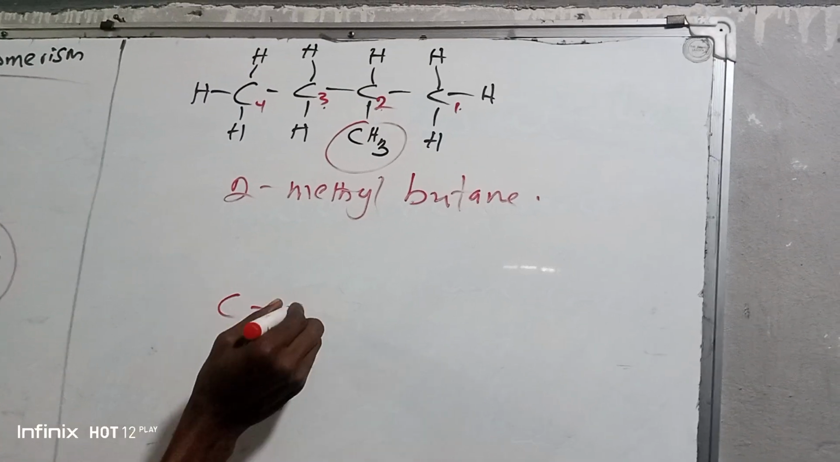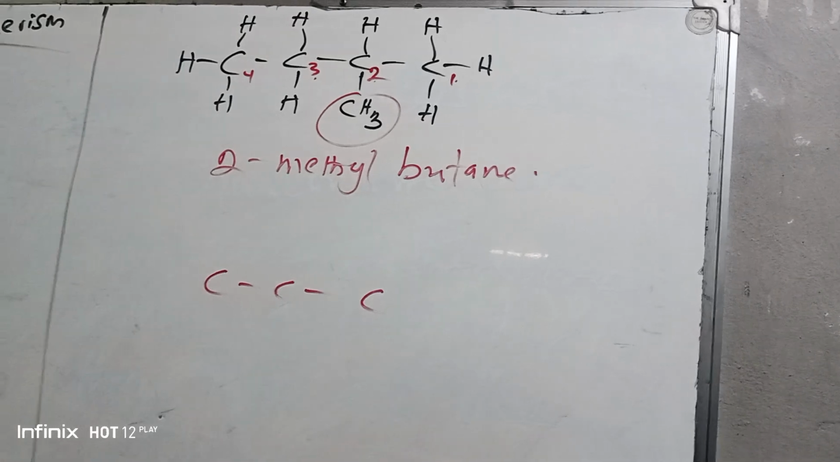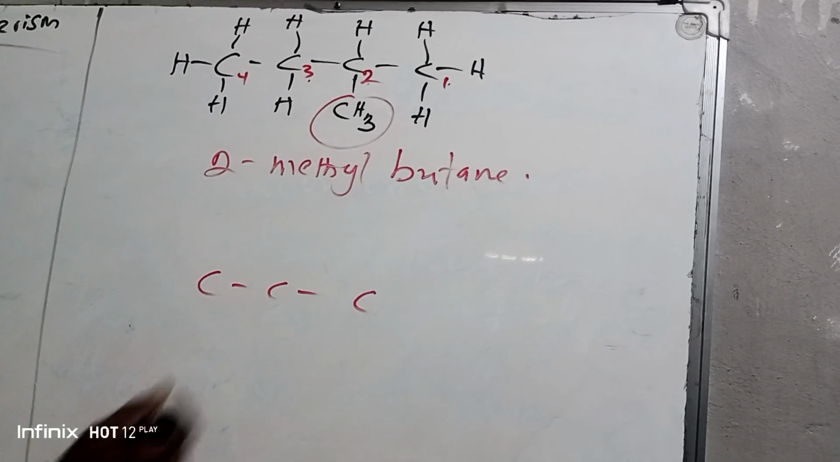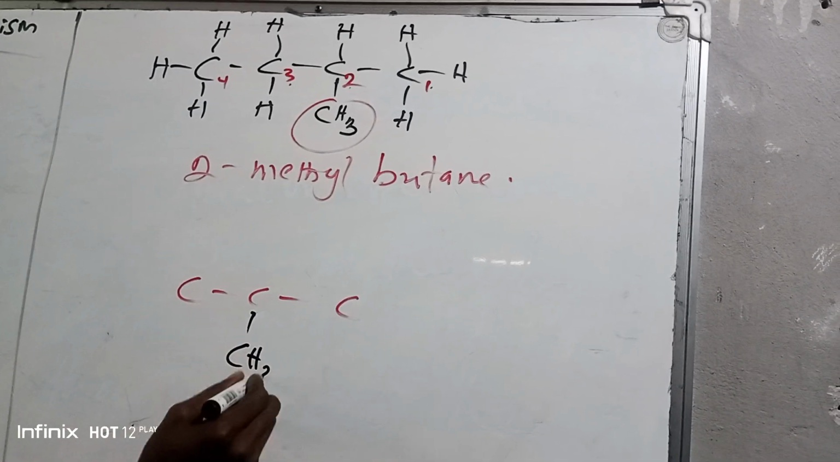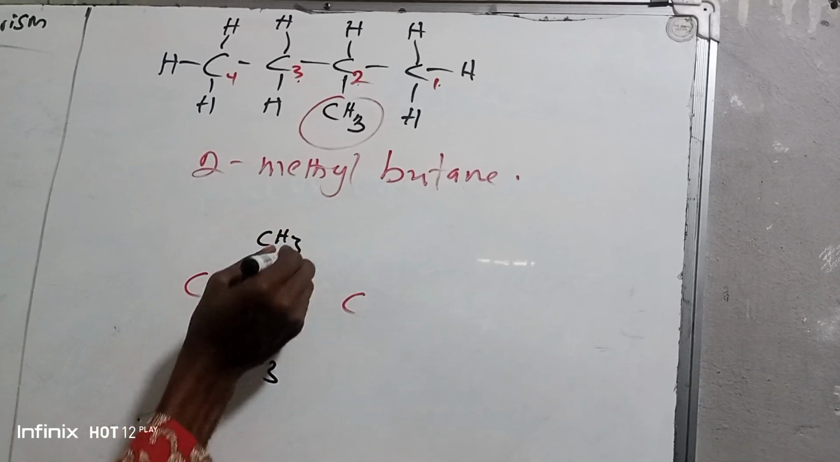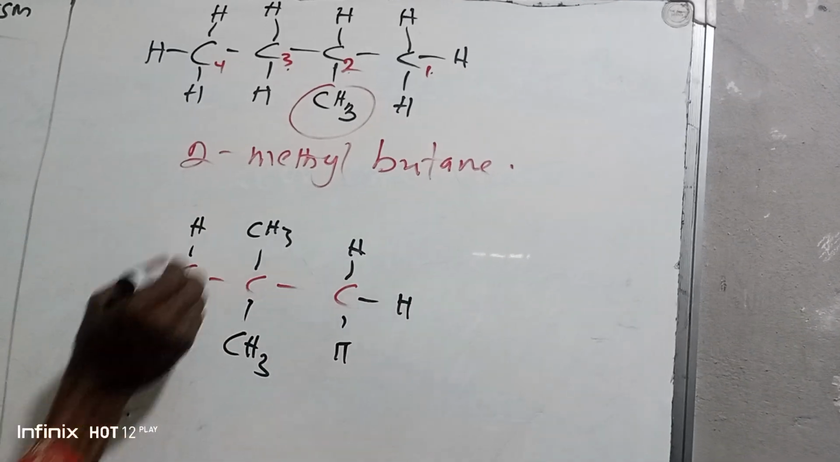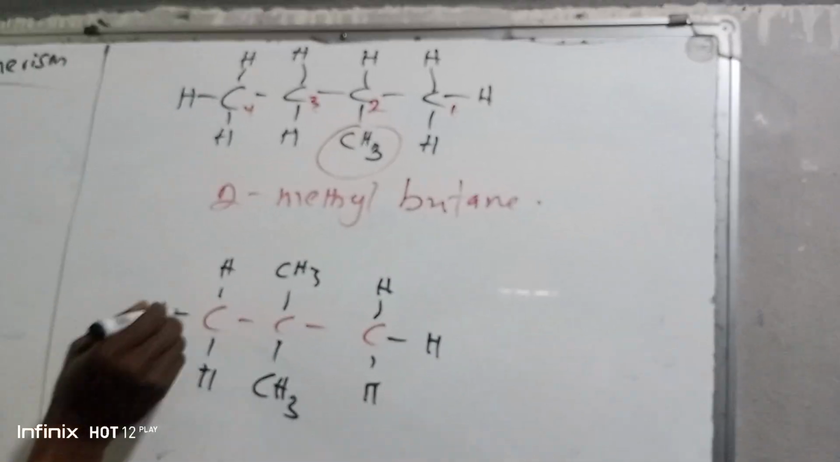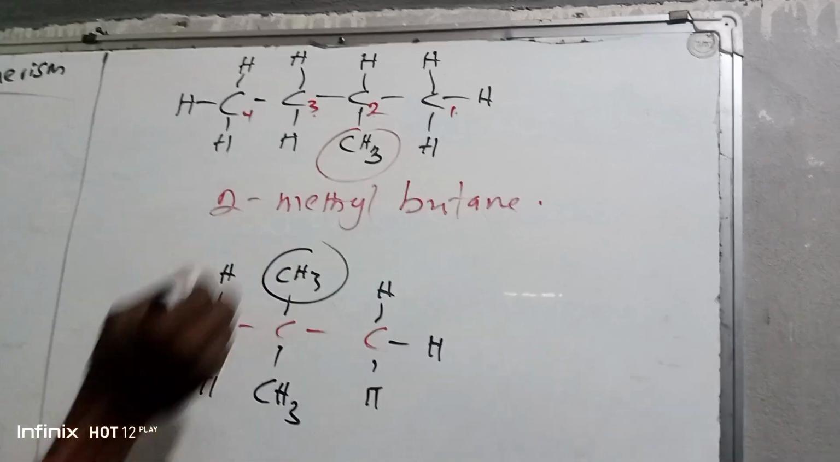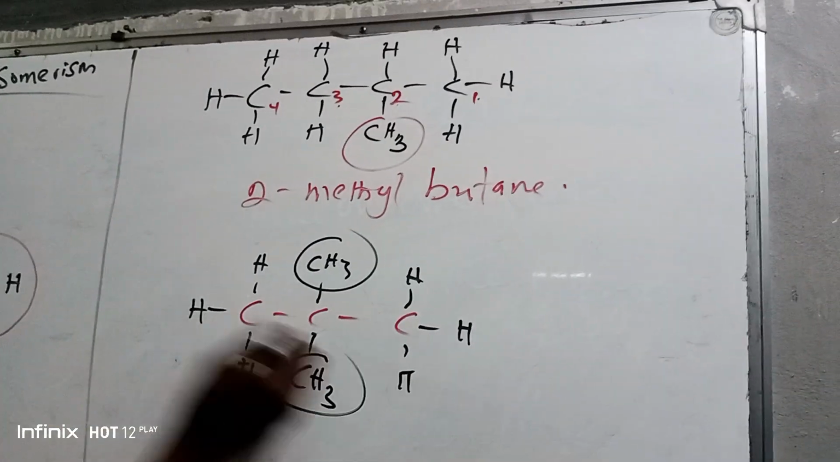This can also be written as 1, 2, 3. Now here we have 3 carbon atoms. Here I have a CH3 group, and here another CH3 group, with hydrogens attached. So you can see that we have two methyl groups on this chain.